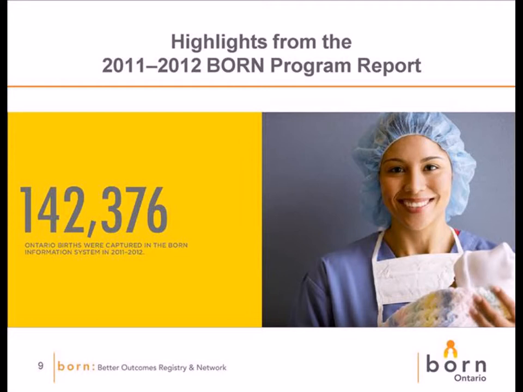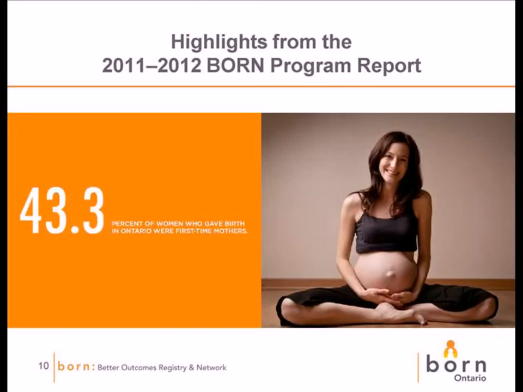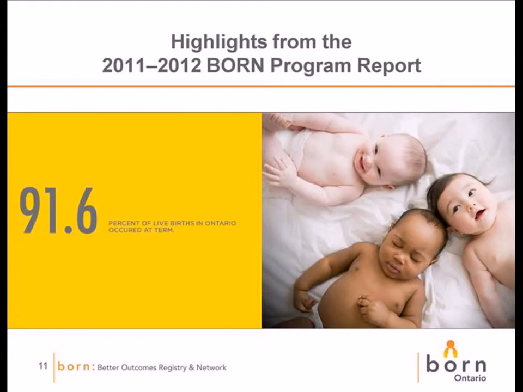So these are some of the highlights. Just to remind us, there are about 142,000 babies born each year in the province of Ontario, so we want those children and their families to have the best possible beginnings for lifelong health, and that's really where we come from in BORN, trying to ensure that. About 43.3% of women who gave birth in Ontario were first-time mothers, and why that's important is that later on, when we look at some of the interventions, it will be important to think about the fact that we have a unique opportunity with these women, especially, to prevent some of the interventions that can lead to subsequent interventions like cesarean sections, where repeats happen. So it's important with that group to get everybody off to a good start.